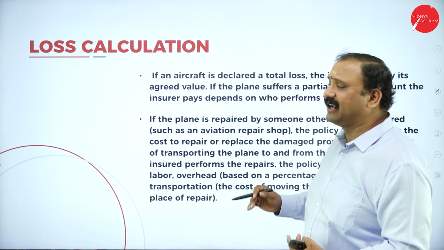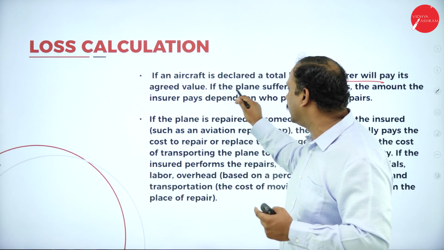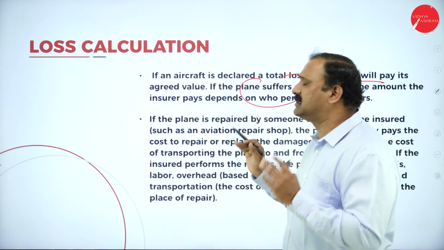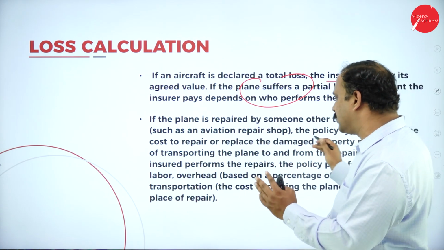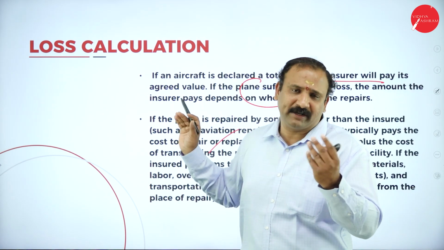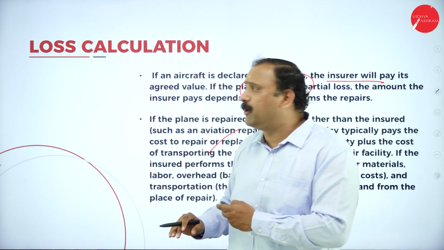Now, if the aircraft is declared as a total loss, the insurer will pay the agreed value, as we saw. If the plane suffers partial loss, then it will depend on the factors. Now, if the plane is repaired by someone, it moves to the aviation, and then the overhead labor cost is automatically calculated. Now, that is a very, very important factor.